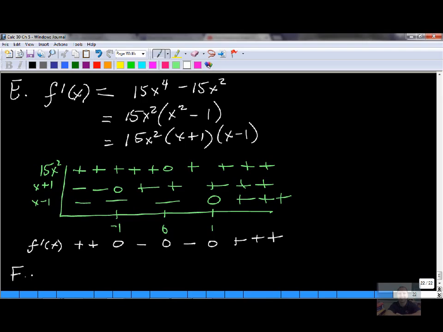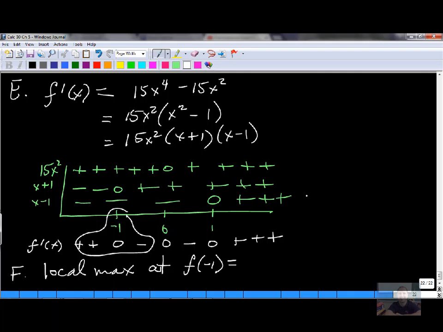We can see right from E that we have a local what? What is this right here? That's a local max at x equals negative 1. Now, you should put in the points here, so you could put f of negative 1. And what does that equal if we plug in negative 1 into the original? I think we calculated it already. Positive 2? Okay. So local max at the point negative 1, 2.